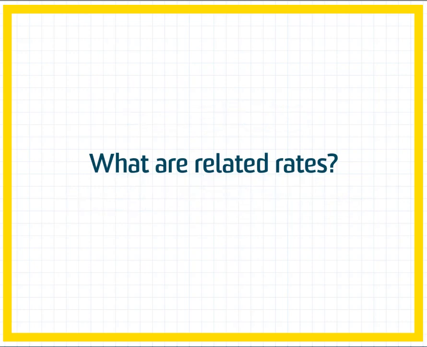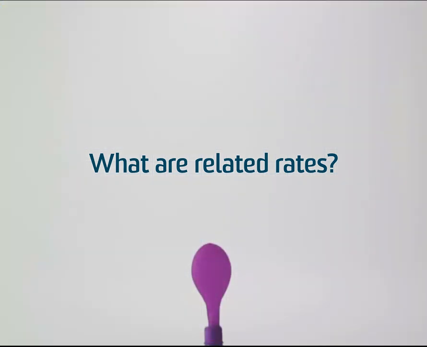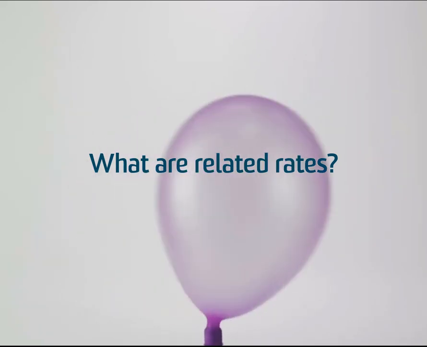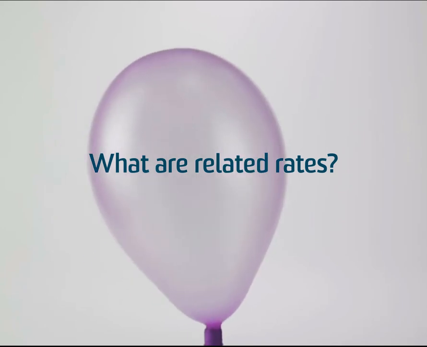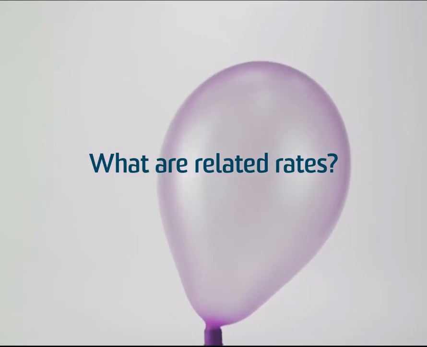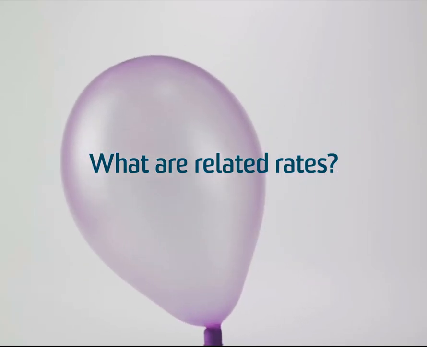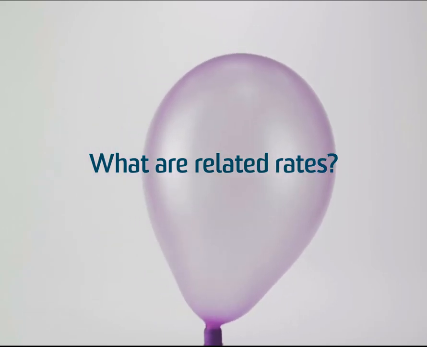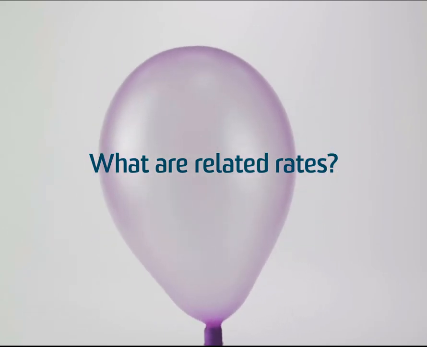In related rate problems, two quantities vary at the same time. For instance, imagine you inflate a balloon. The radius will increase, and so will the volume. If you just put a little bit of air at a time, the radius will increase slowly, and so will the volume. Now, if you pump a lot of air into this balloon, the radius will increase very fast, and the volume will increase very fast.